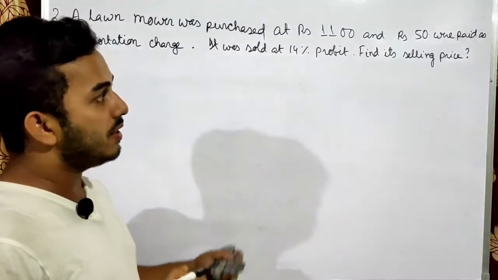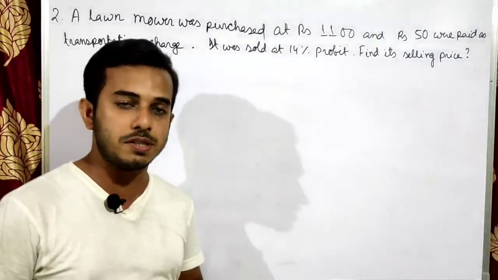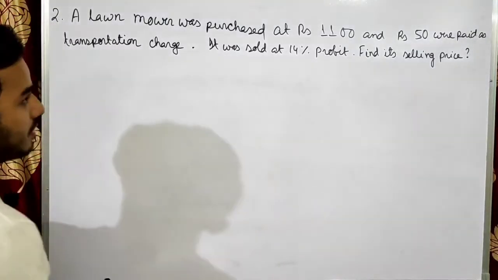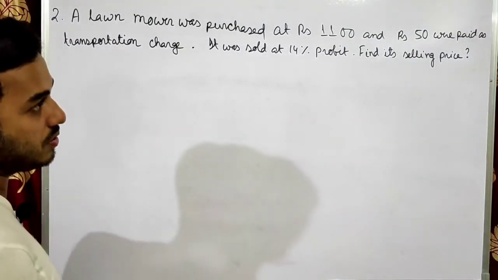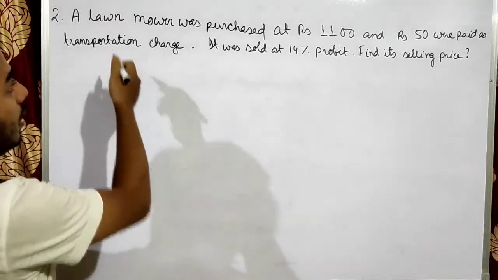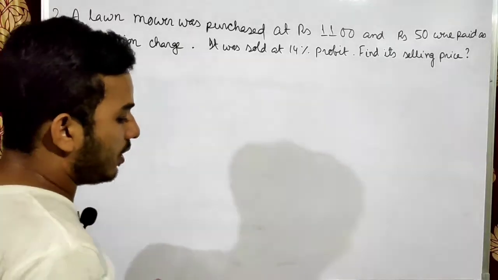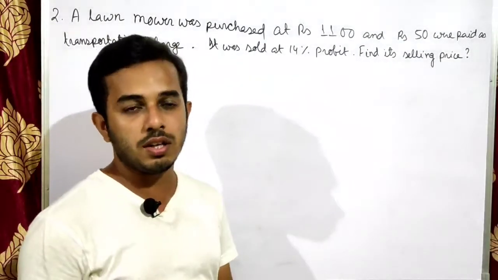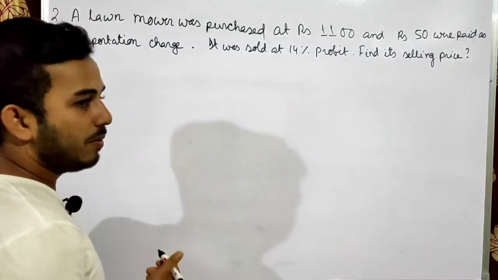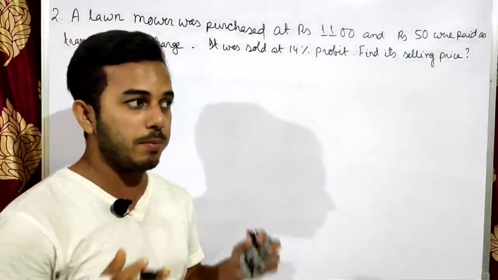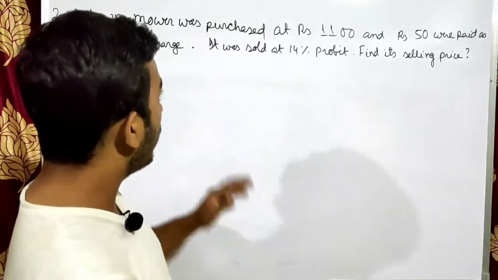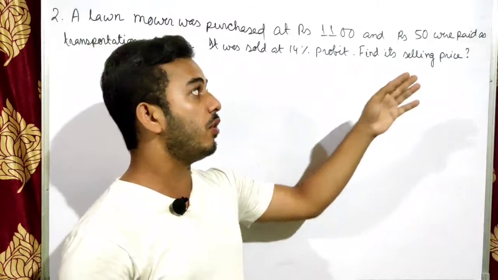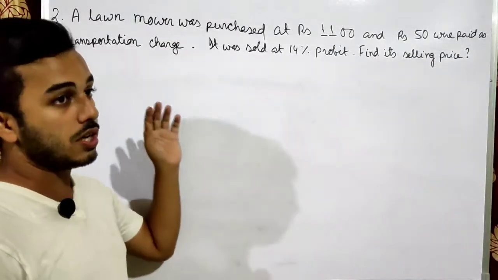So here it is already said that he made a profit of 14%, isn't it? So this means gain, okay. So let us solve the question and find the selling price of the lawnmower. A lawnmower is, for example, the machine which is used to cut the grass in a lawn. Nothing special in there, but here the question says that a lawnmower was purchased at rupees 1100 and rupees 50 were paid as transportation charge, okay.